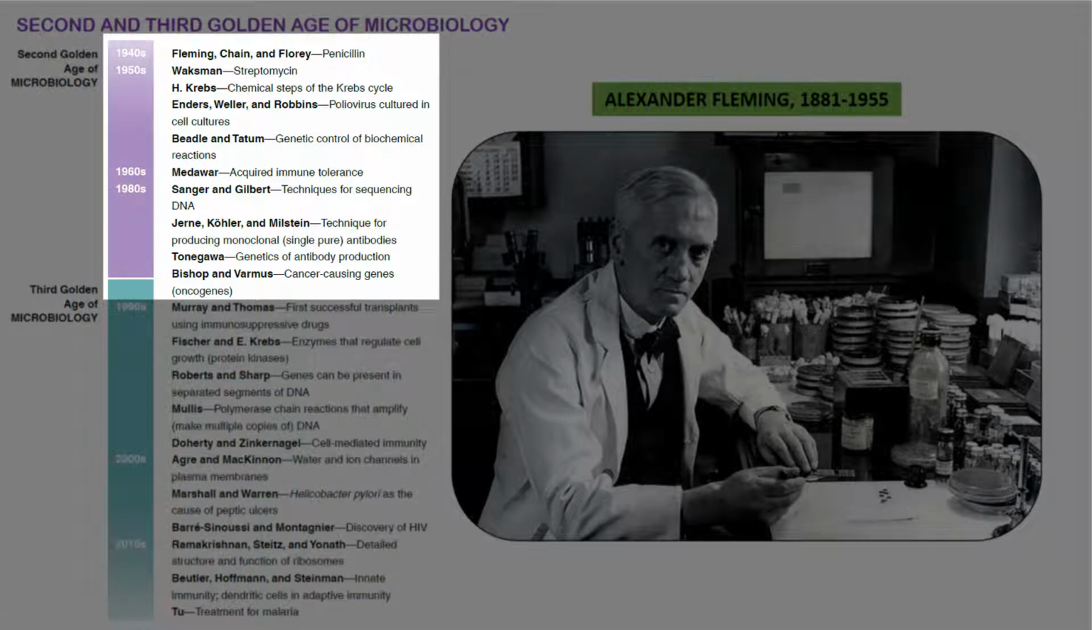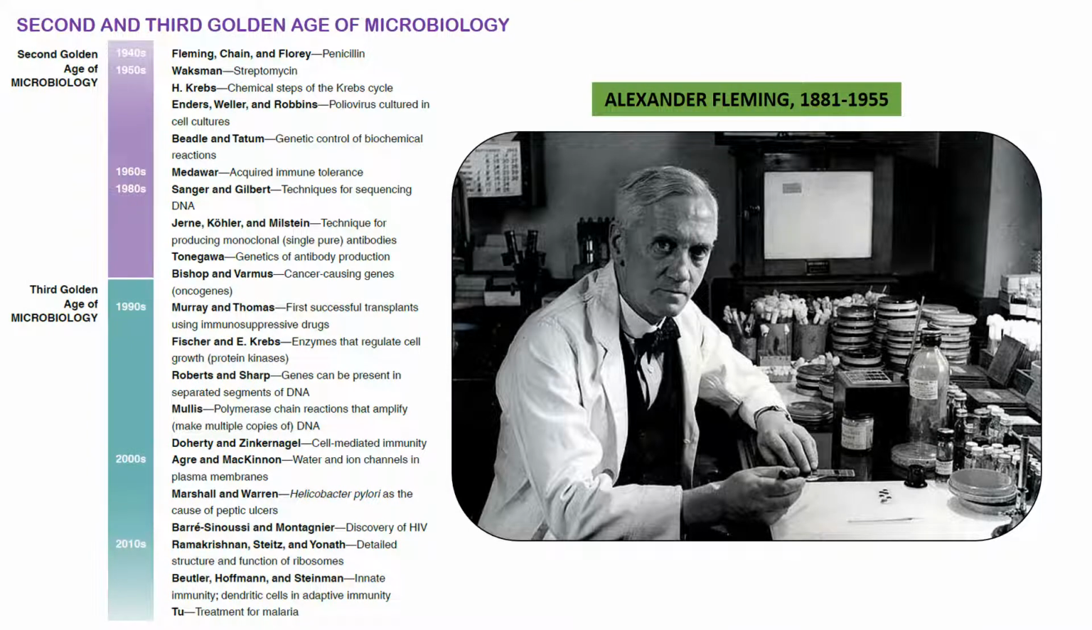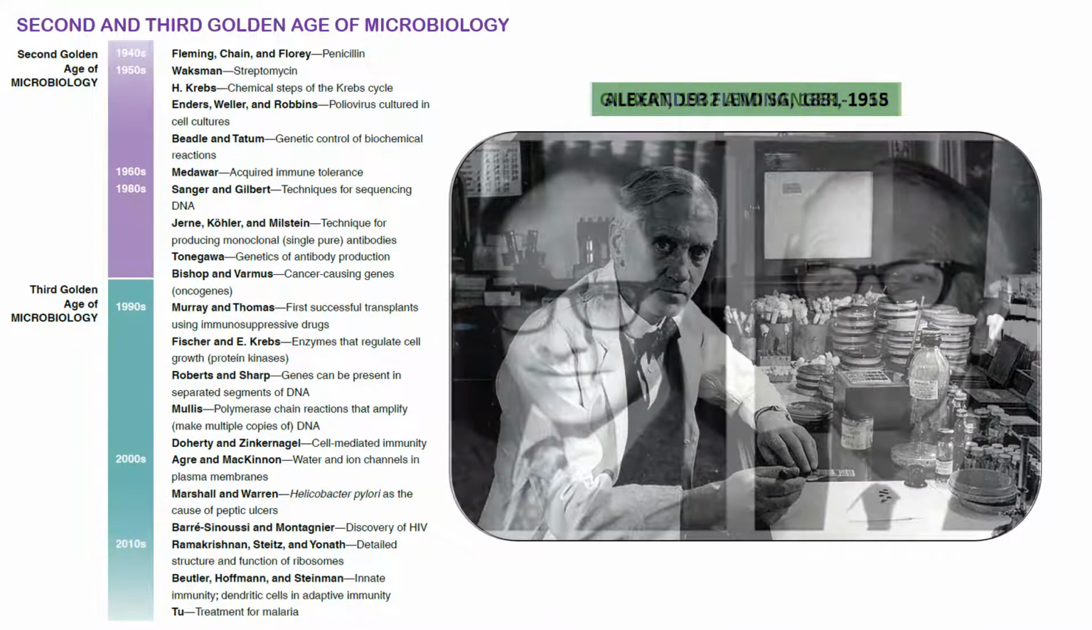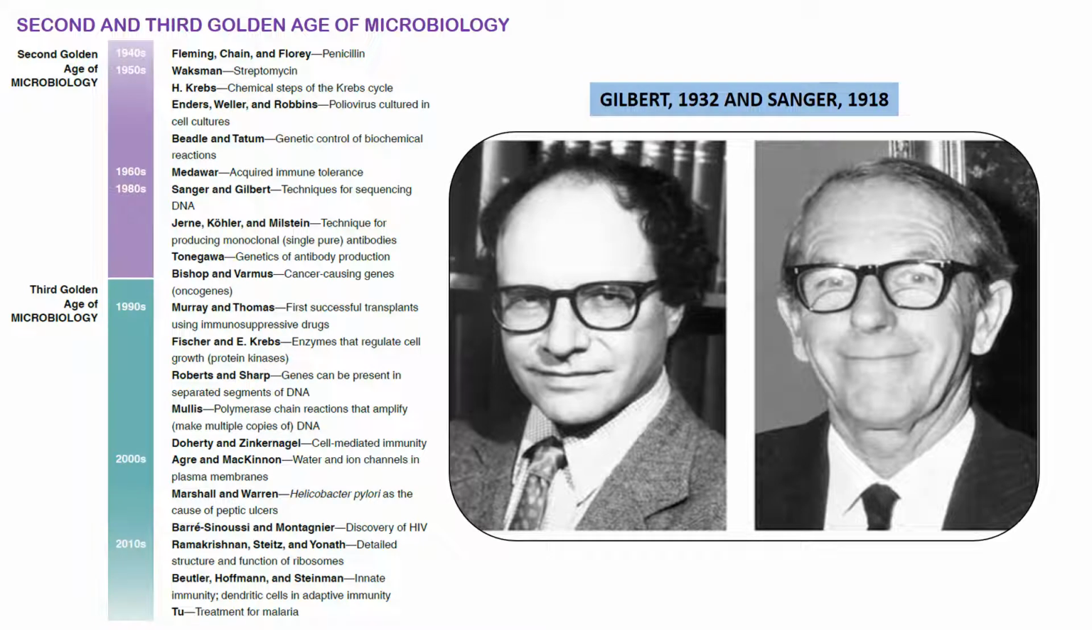Waksman discovered streptomycin. Then the steps of the Krebs cycle were also elucidated. Then poliovirus was successfully cultured in cell cultures. Again, just pause and take a look at all these personalities. Special mention goes to Walter Gilbert, together with his graduate student, Maxam, and Frederick Sanger. In 1977, they worked separately. Gilbert was in the United States and England.